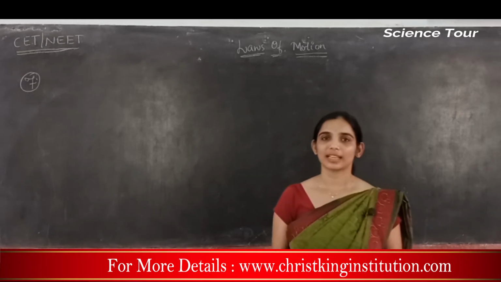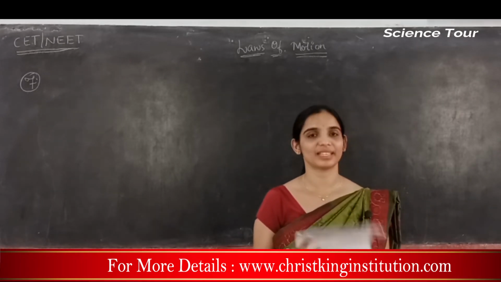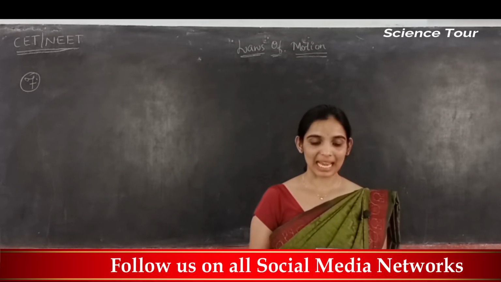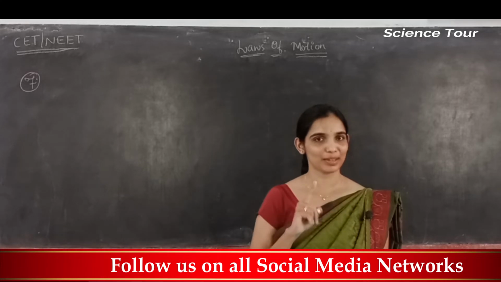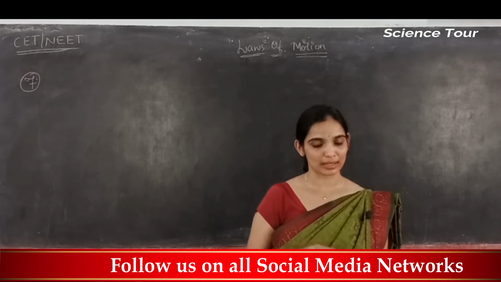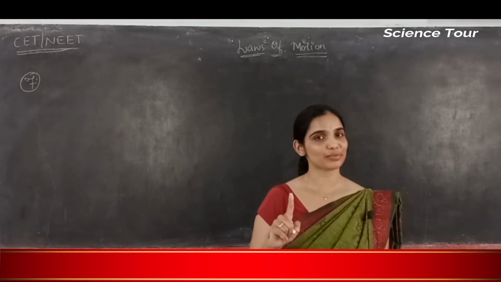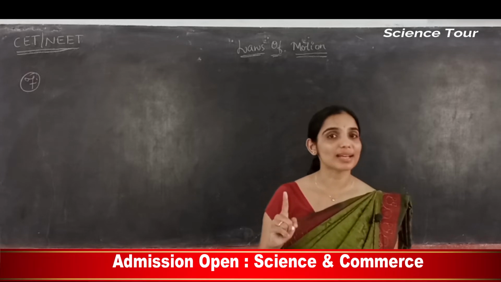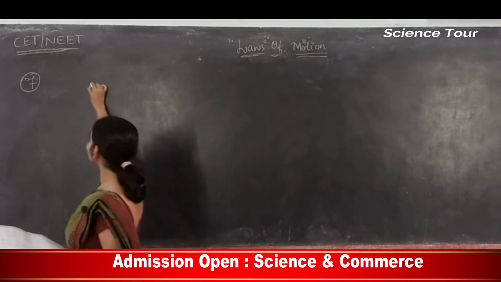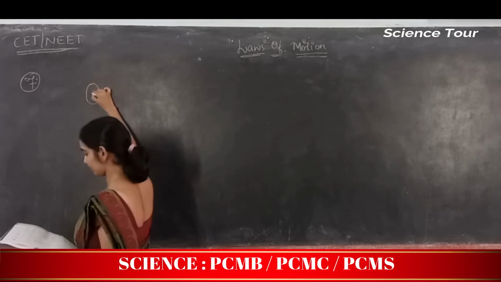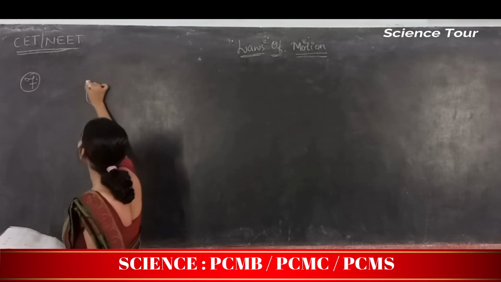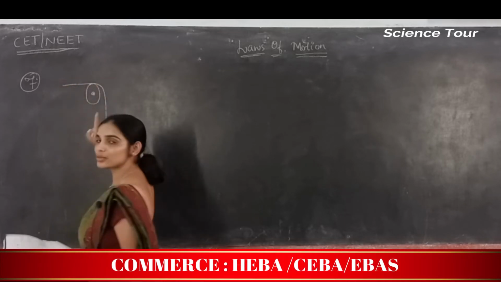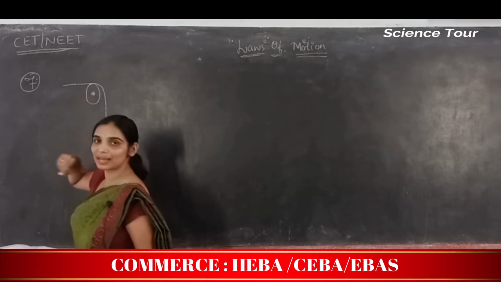Hello students, let's move to the next problem. Question number 7. A string of negligible mass is going over a clamped pulley of mass m. So remember, here the pulley is having mass. The mass of the string is negligible, but the pulley is having mass. So you have a string like this, you have a pulley like this, and the string is passing over this pulley.